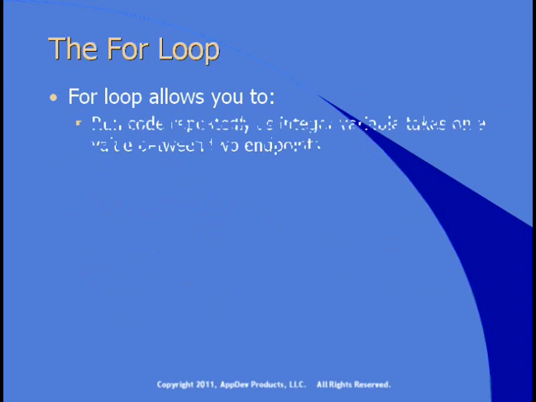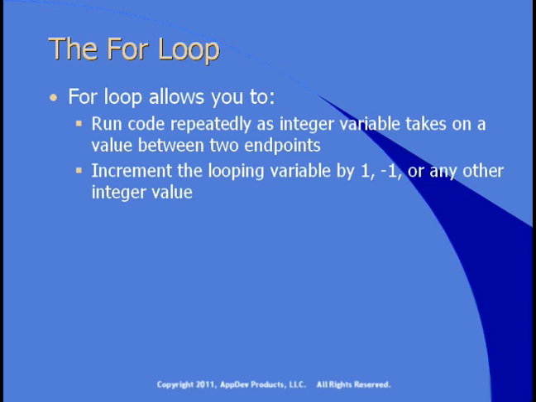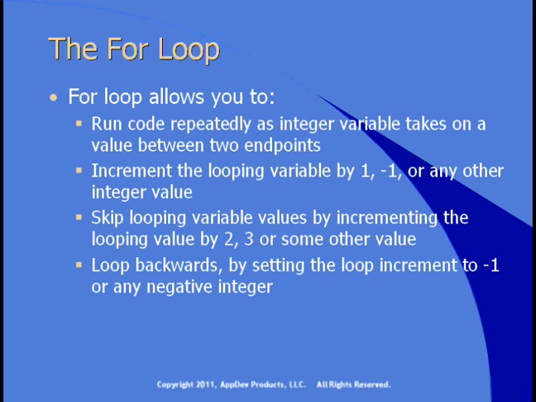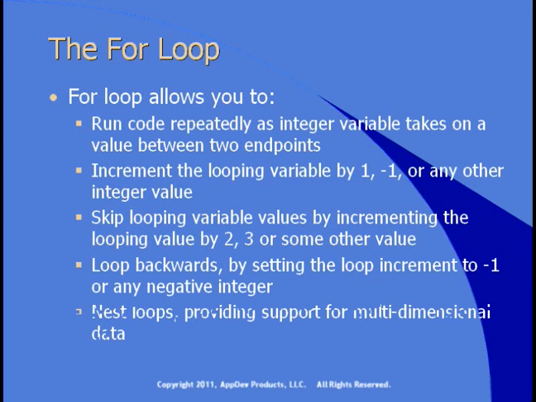The for loop allows you to run code repeatedly as the integer variable takes on a value between two endpoints, allows you to increment the looping variable by 1, minus 1, or any other integer value, allows you to skip looping variable values by incrementing the looping value by 2 or by 3 or by some other value. And you can loop backwards by setting the loop increment to minus 1 or any negative integer. You can nest loops, providing support for multi-dimensional data. Let's look at some examples that show off the for loop.